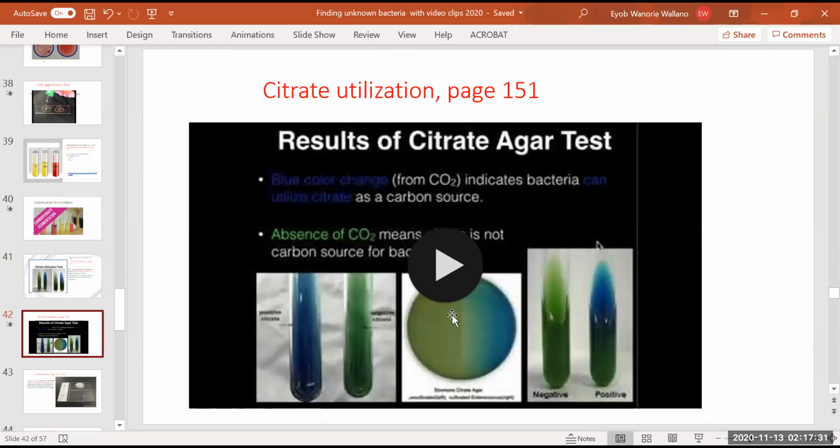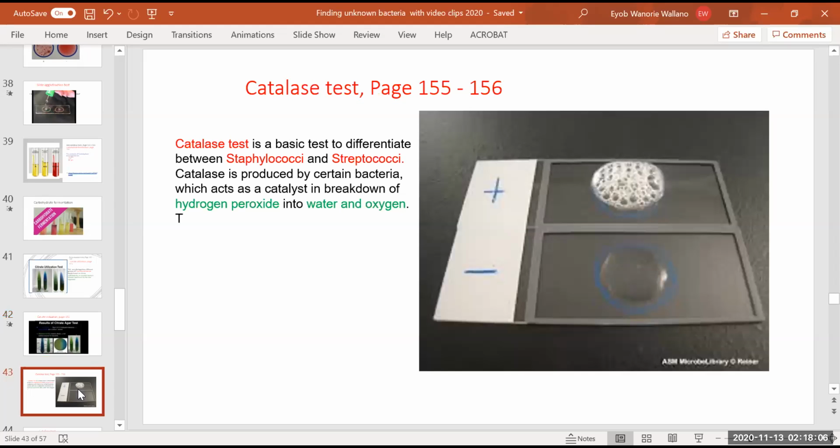Now we can put it on the plate also. Look here, it is going to explain in another way. For example, here you have blue, positive, and here, negative. And on the slide, here is blue and here is negative. So citrase exists on citrate agar. The microorganism is using an enzyme to break down citrate, which is in the media. That is one thing we need to understand.